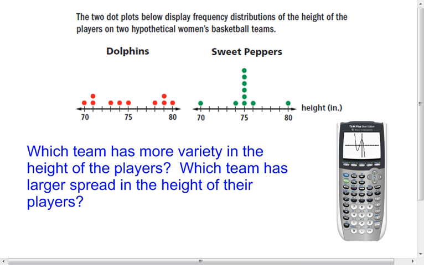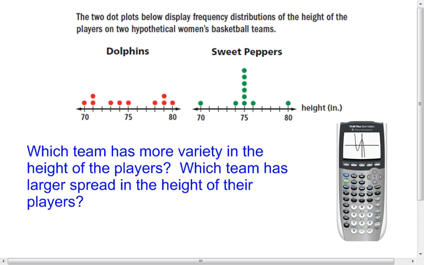And I don't know what you think, but my gut is to go with the red dot plots, the Dolphins. It looks like their players are a little more different from each other. And which team has the larger spread? That's kind of what we need to talk about, because there's different ways to measure spread. If you look at just the min and the max on both teams, you'll notice that they're similar.